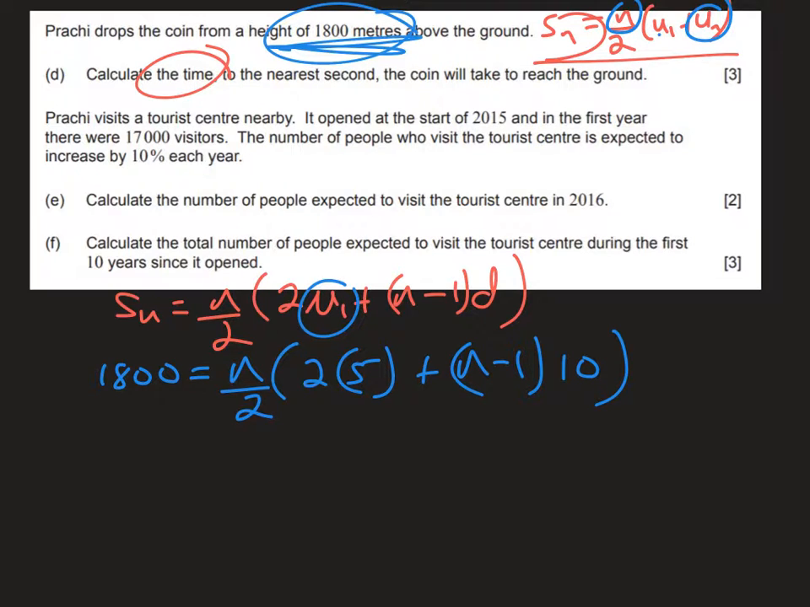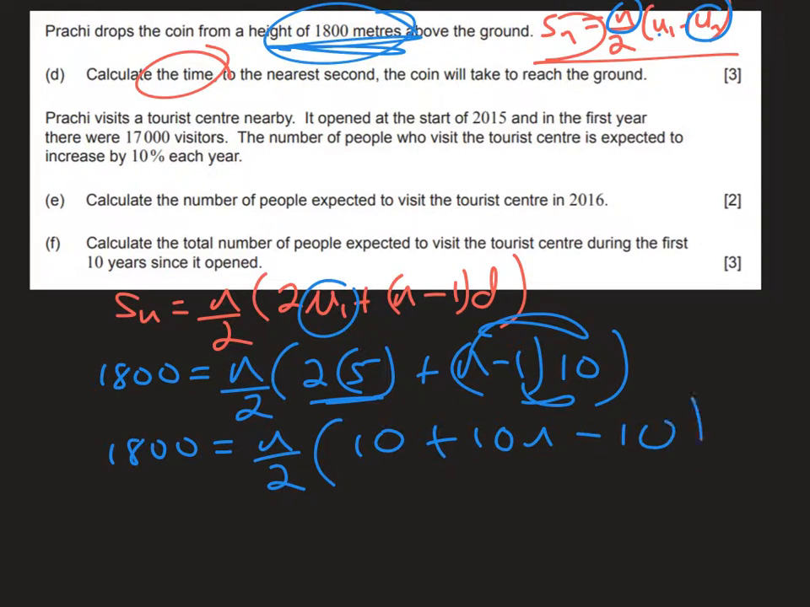So we can simplify that. We're going to end up with 1,800 is equal to n over 2 times 10 plus, well, let's just do it. If we expand that out, that's going to be plus 10n minus 10. So that plus 10 and minus 10 are going to cancel out. So we've got 1,800 equals n over 2 times 10n.